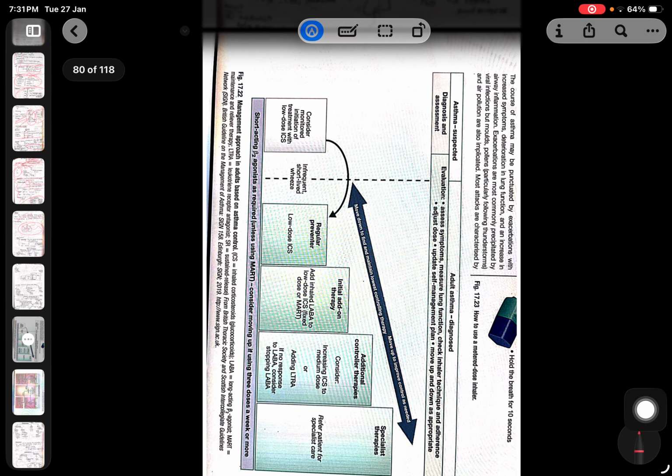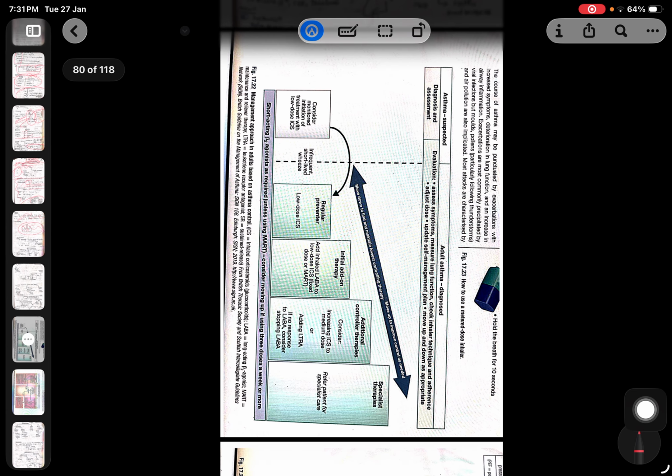So the latest guideline is the GINA guidelines. I think it's 2024. So make sure you draw this. What is this? It's a histogram.